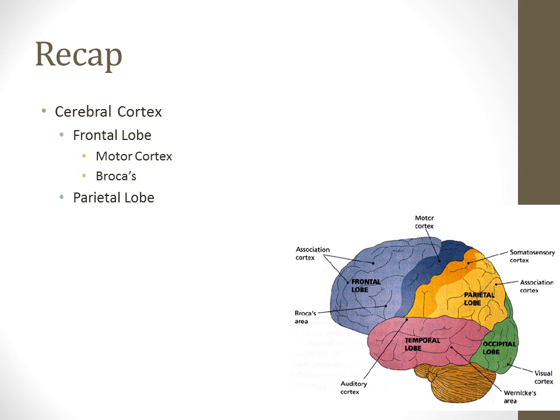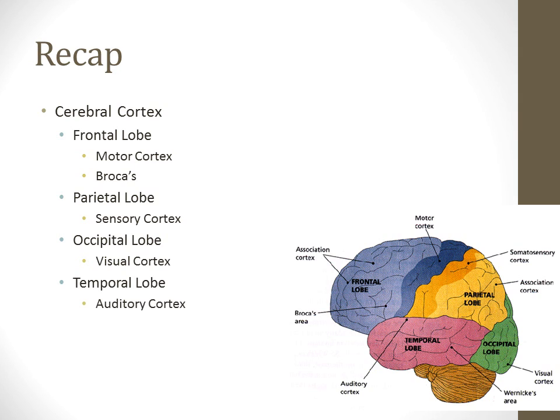Then you have the parietal lobe, which has the ability of touch. The sensory cortex is in the front of the parietal lobe. Then you have the occipital lobe, which is in the back portion of your head. The occipital lobe has the visual cortex, which helps with vision. And lastly, you have the temporal lobe, which helps with hearing. You have the auditory cortex, and you have Wernicke's area, which is your ability to comprehend.